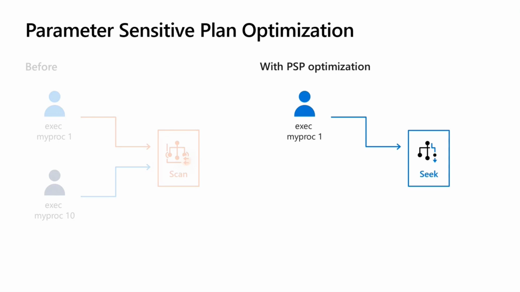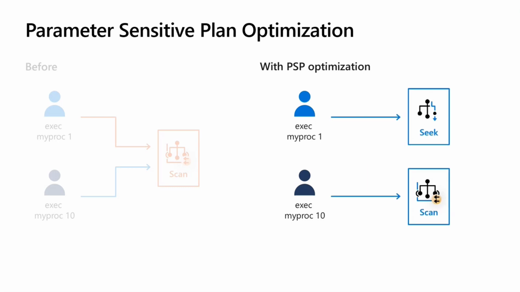Now, with PSP optimization, what SQL Server 2022 will do for us is this: the first time that we execute with one parameter, it will come up with a seek. The second time, when we run it with a different parameter and it comes up with a scan, SQL Server will, for the very first time, keep 2 different plans for the same query. So depending on which parameter we use, it's going to use one plan or the other.